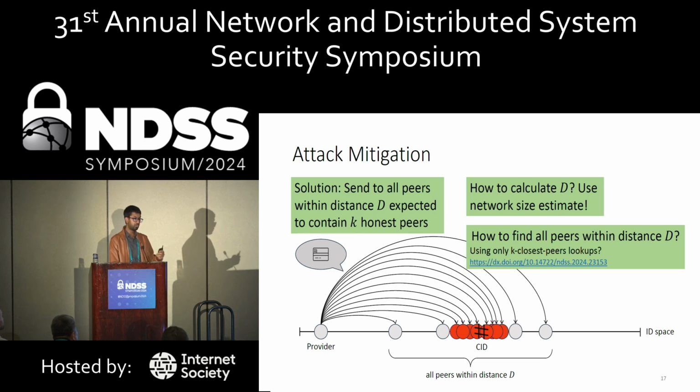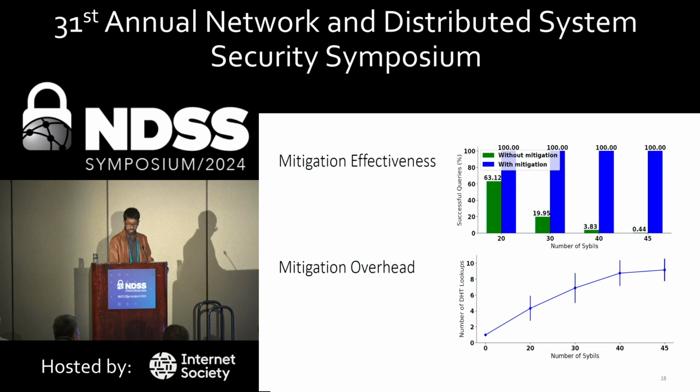The other question is, how do you find all the peers within a certain distance d? The challenge is that the Kademlia DHT as implemented in IPFS only allows these k closest peer lookups. That's the API that the other nodes support, and so you want to be compatible with that. In the paper, we show an algorithm of how to use multiple of these k closest peer lookups in order to find all the peers within any given distance d. And so the solution is completely compatible with existing IPFS nodes. So how effective is the mitigation?